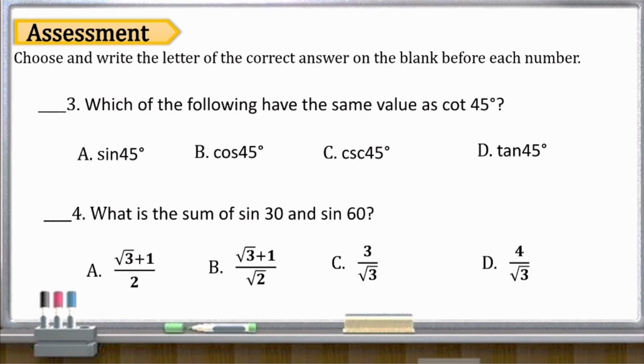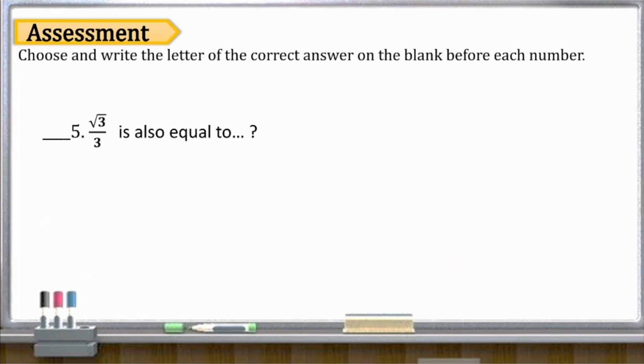And for our last number, square root of 3 over 3 is also equal to letter A, sine 30 degree. Letter B, cosine 60 degree. Letter C, tangent 30 degree. And letter D, secant 60 degree.